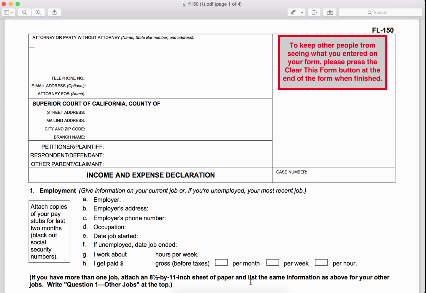Today, I will show you how to fill out Form FL-150, the Income and Expense Declaration. This form tells the court and the other party what you are earning each month and what your expenses are.